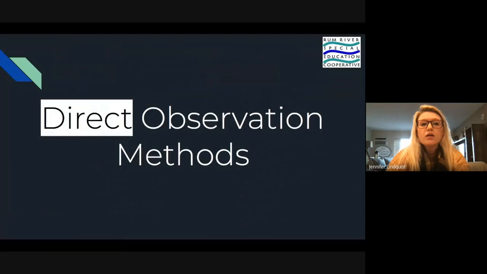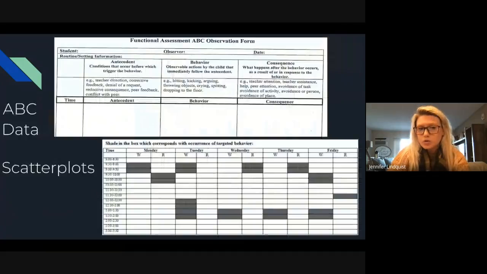So here we are going to go over some of those direct observation methods. The first two are ABC data and scatter plots. I'm sure many of you are very familiar with ABC data. We take data on the antecedents, which is what happens right before the target behavior. We write down what behavior we're observing, and then we also write down the consequence or what happened right after the behavior occurred. Scatter plots help us know what time of day the behavior is more likely to occur.